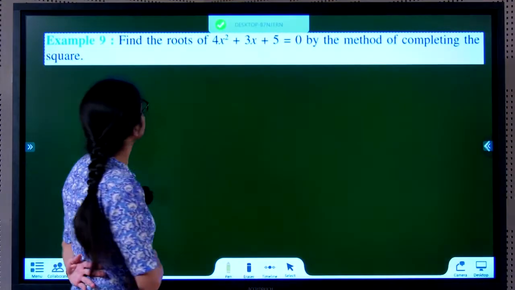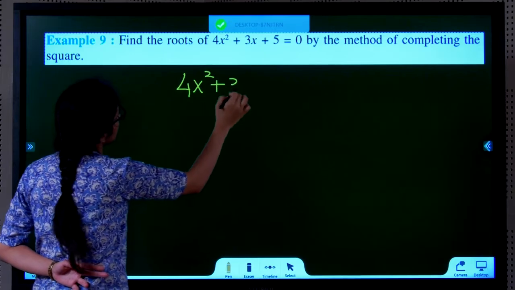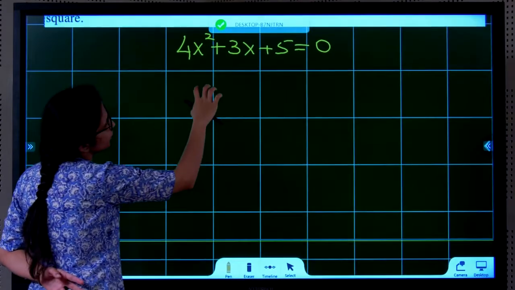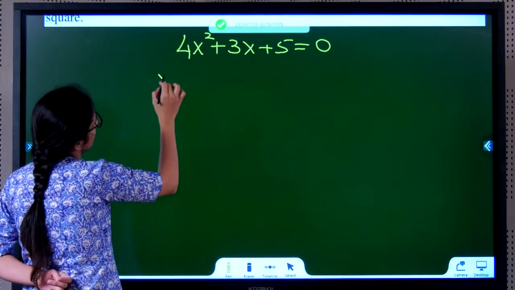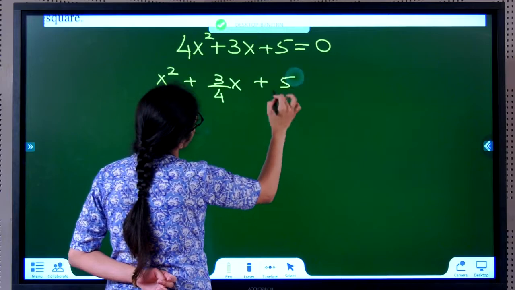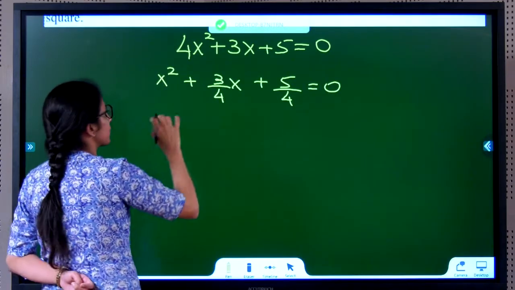Example 9: find the roots of the equation 4x square plus 3x plus 5 is equal to 0 by the method of completing square. First step, divide everything by 4 because the coefficient should become 1. So x square plus 3 by 4 x plus 5 by 4 is 0. Second step, create a 2ab. Here it's plus, so plus 2ab.